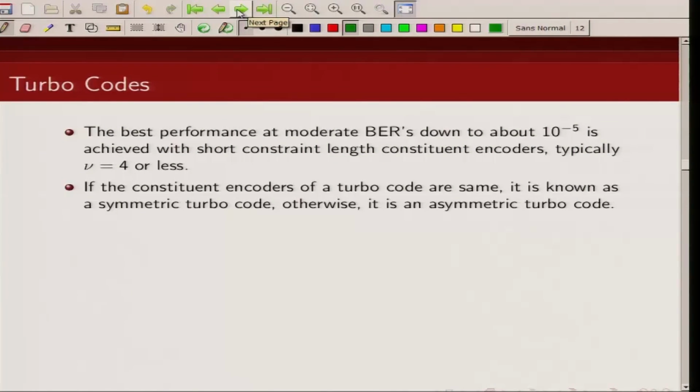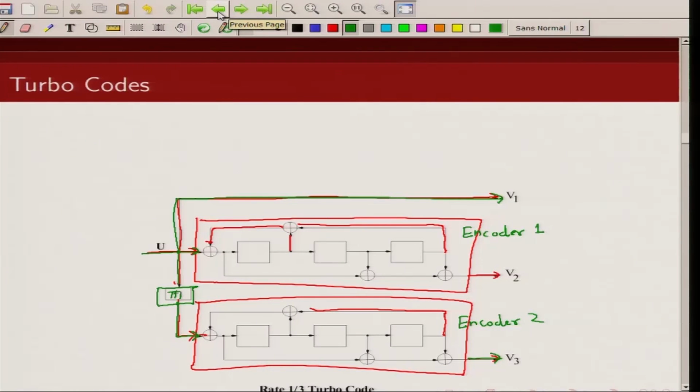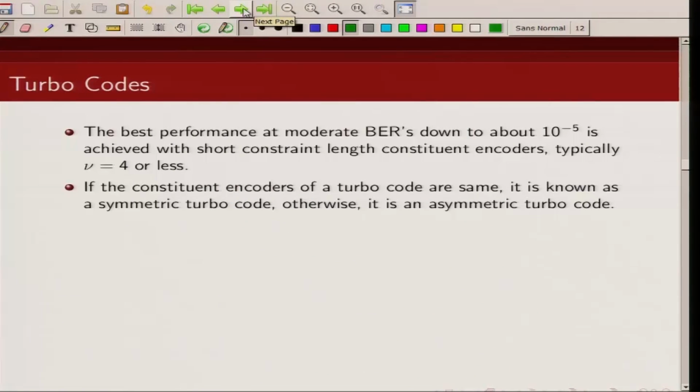Now, what I have shown you is a parallel concatenation of two encoders. These two encoders can be the same encoder, like what I have shown here. If you see here, both encoder 1 and encoder 2 are the same. They could be the same or they could be different. If the constituent encoders are the same, we call it a symmetric turbo code, and if these constituent encoders are different, we call it an asymmetric turbo code.